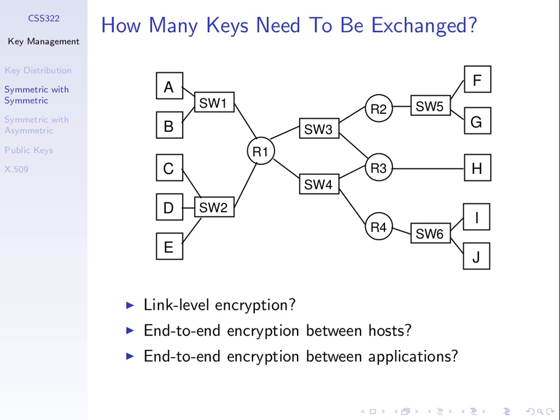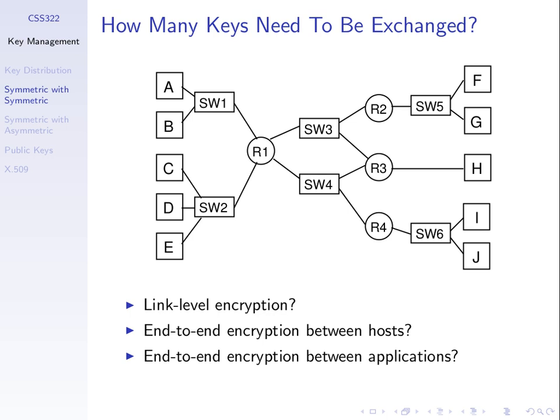So we have a shared secret key between E and switch 2. We have a shared secret key between switch 2 and router 1. And in fact, for each link across the path, we have a shared secret key, a separate one. How many keys in total in this network? In the entire network, how many keys need to be distributed? In the network, for anyone to be able to communicate with anyone else, how many keys do we need?